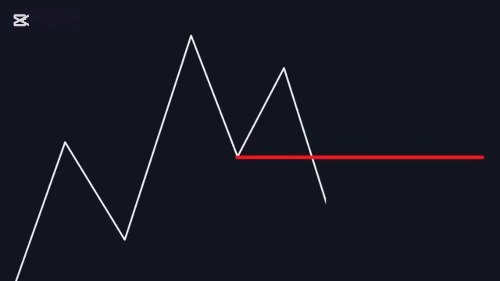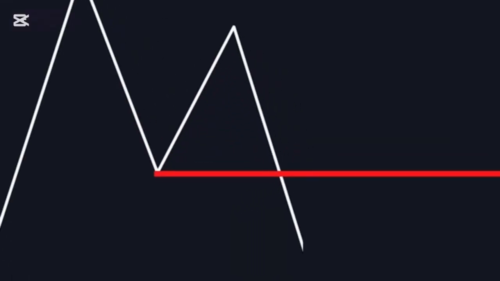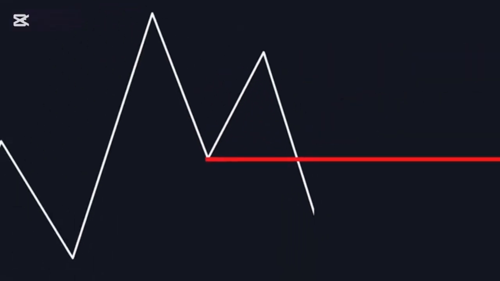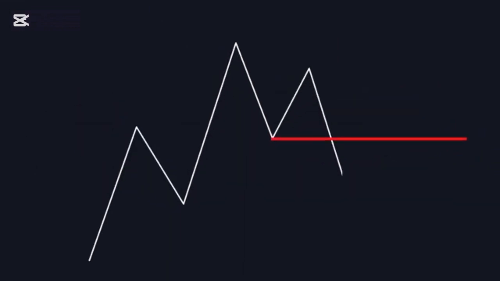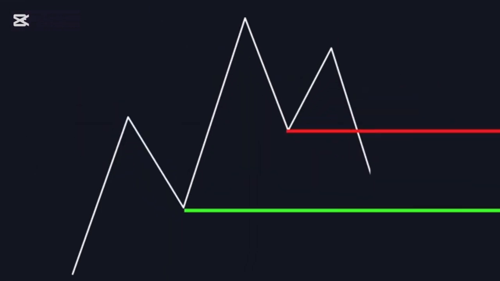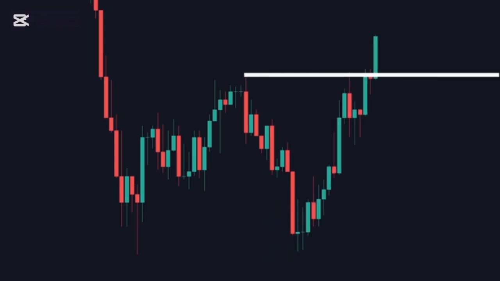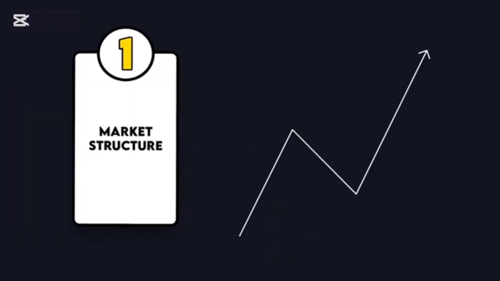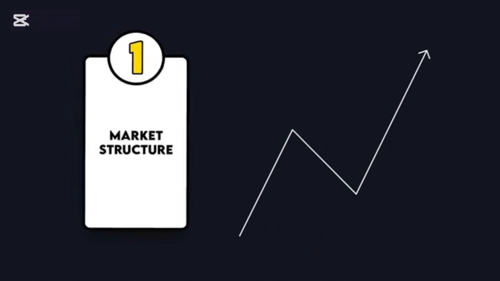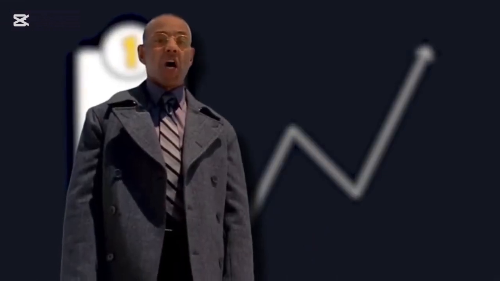You see, sure, price made this low, but this low is actually not a low at all, or at least not a valid one. Why? Because price never broke the valid low, which is right here. I want to make this very clear. In order for a low to be validated, it needs to break the previous high. If you do not understand this, the strategy will not work.